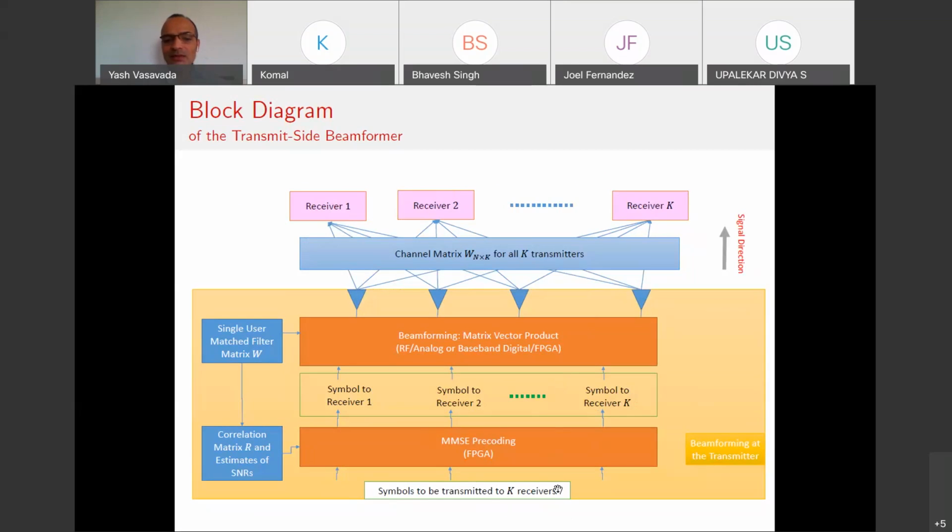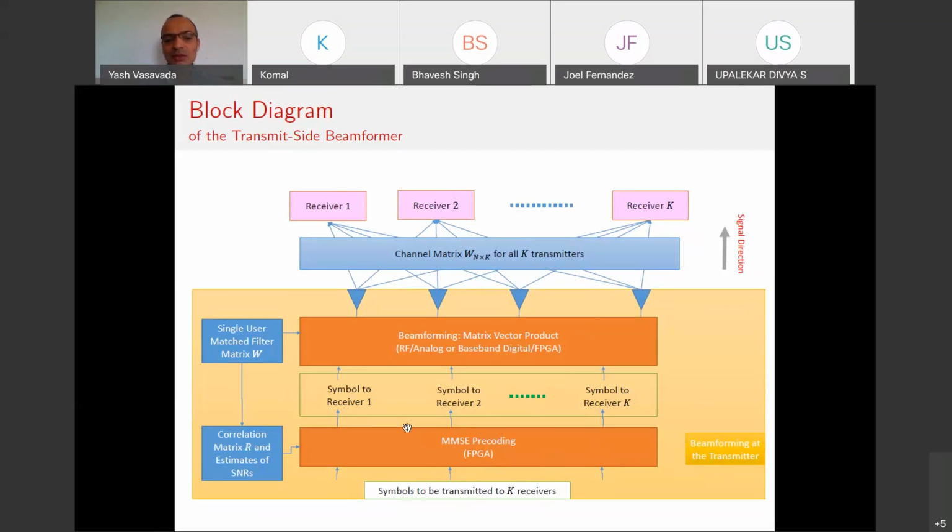This particular vector is not the estimated vector, it is instead the symbols that we want to transmit to these different receivers. So this is, let us say, a QPSK symbol for receiver 1. This will be, let's say, a QAM symbol for receiver 2. This might be some APSK symbol for the kth receiver. So these are the symbols that we want to transmit.